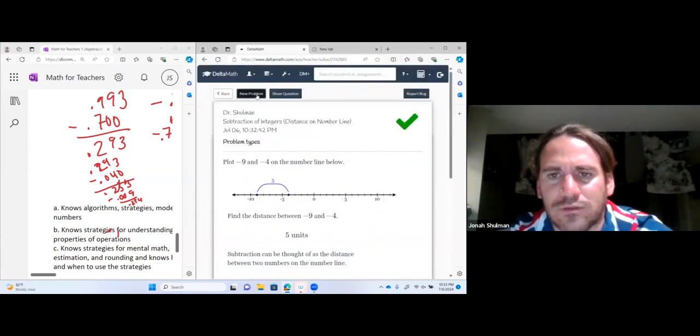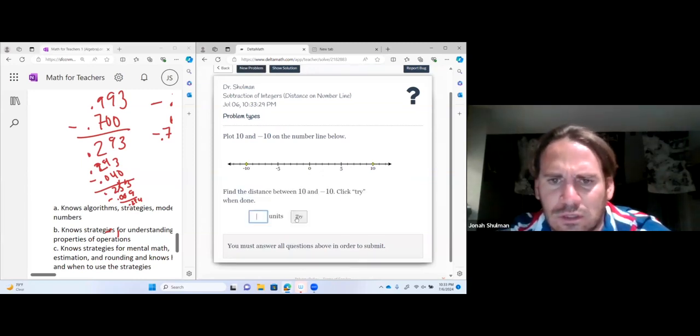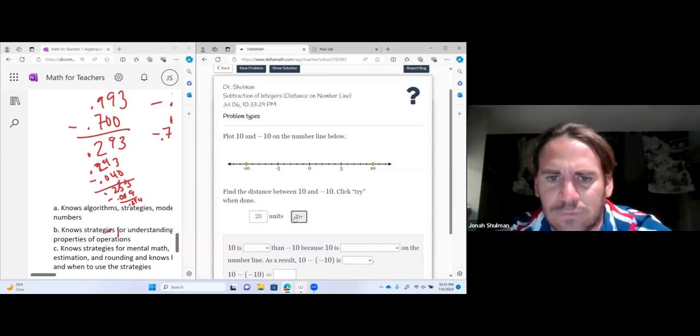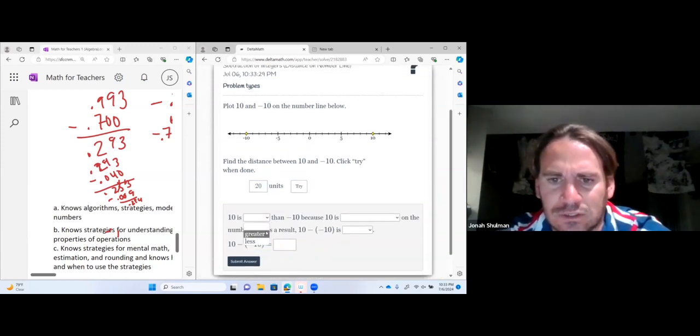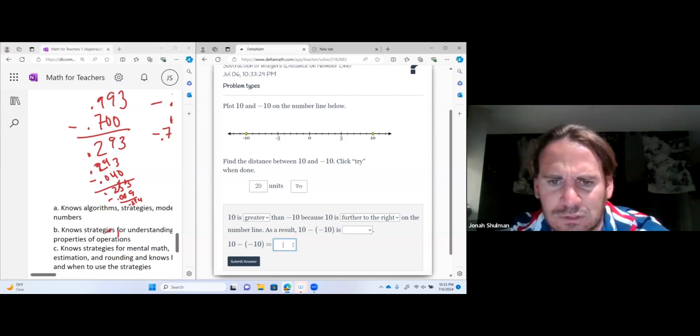Let's do one more just for the fun of it. All right, so let's put 10, sorry, -10 and 10 together. Cool. Find the distance from 10 to -10. I believe that's 20 spaces. Nice. So 10 is greater than -10 because 10 is further to the right, and 10 minus 10 is going to be, well, it's neither. It's not positive nor negative. So it's 0.